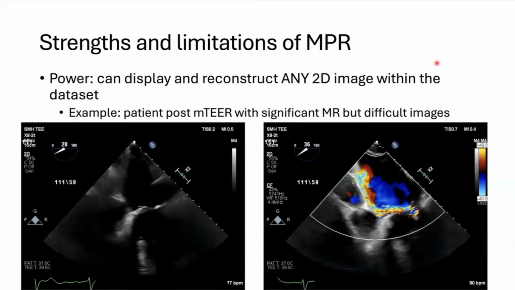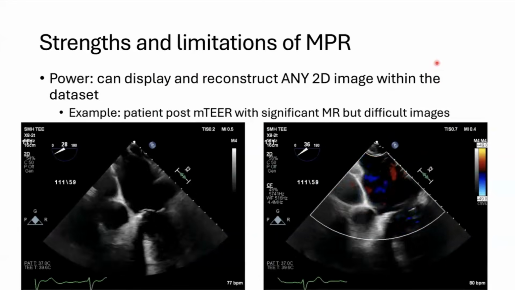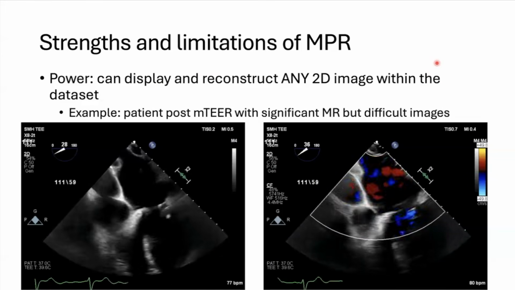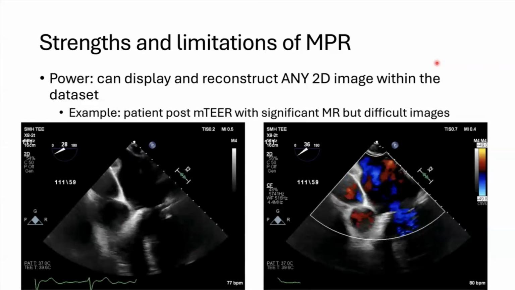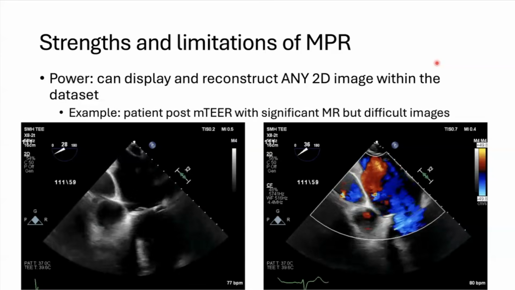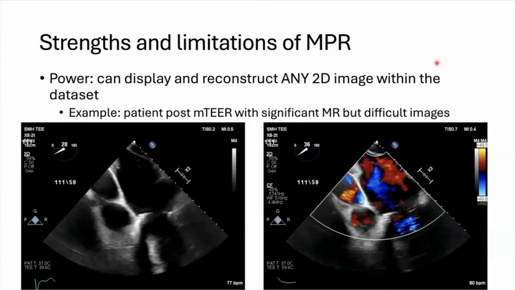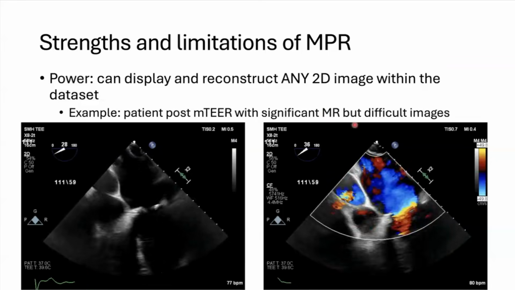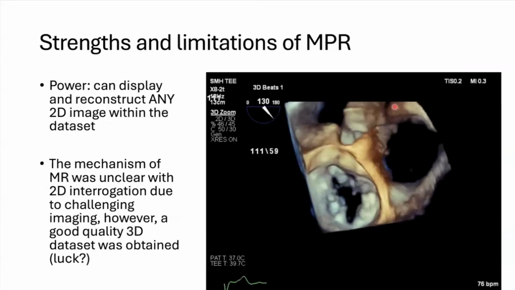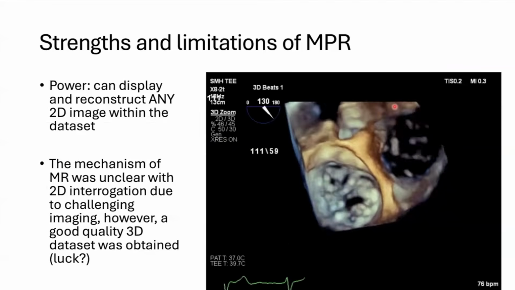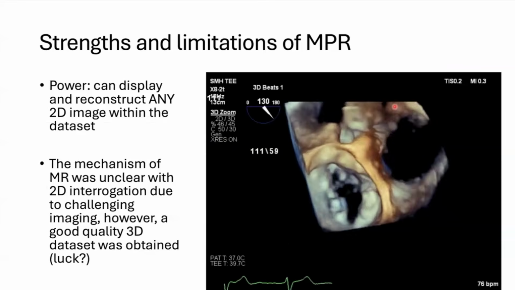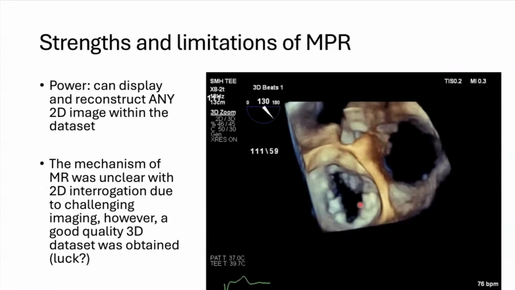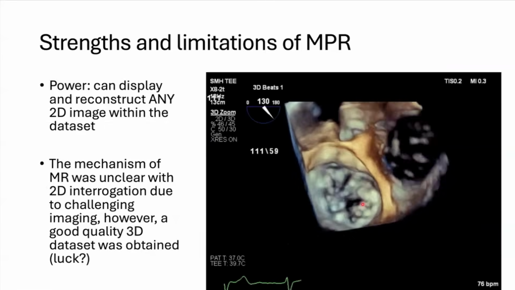So this is an example of a TEE that was done for a patient who had a previous mitral transcatheter edge-to-edge repair and then developed significant mitral regurgitation afterwards. The probe contact was really challenging with this patient. Sometimes for 15 seconds, we would get a good quality image, and then the probe would move, and then the contact would be poor. And so just perhaps by luck, a good quality 3D data set was obtained. You can see it's not oriented in the way exactly we would want, but it's a good starting point.